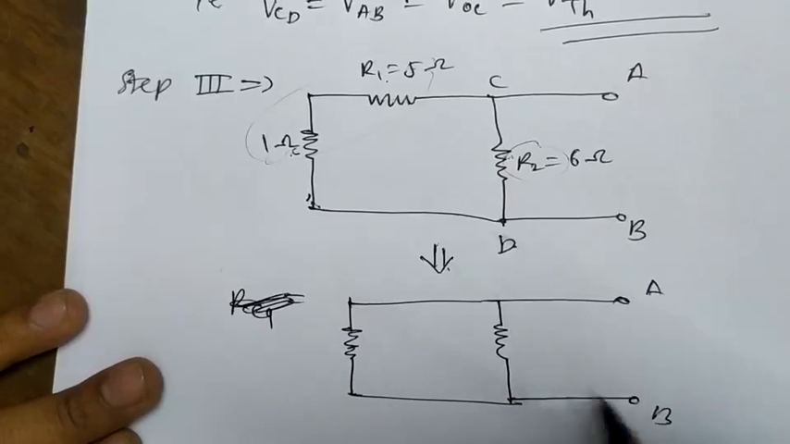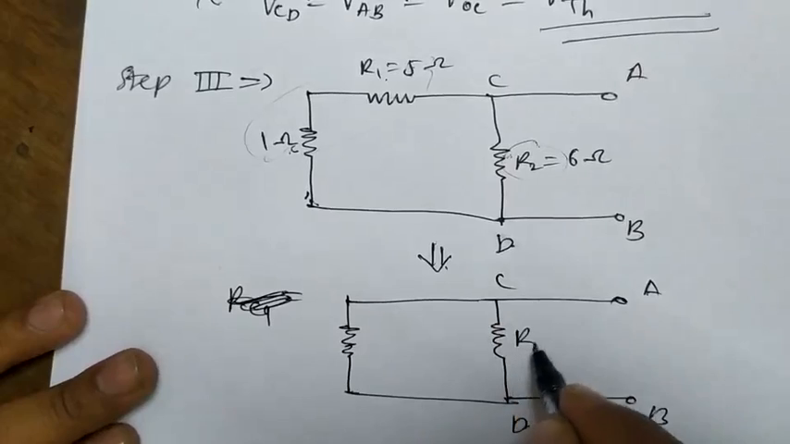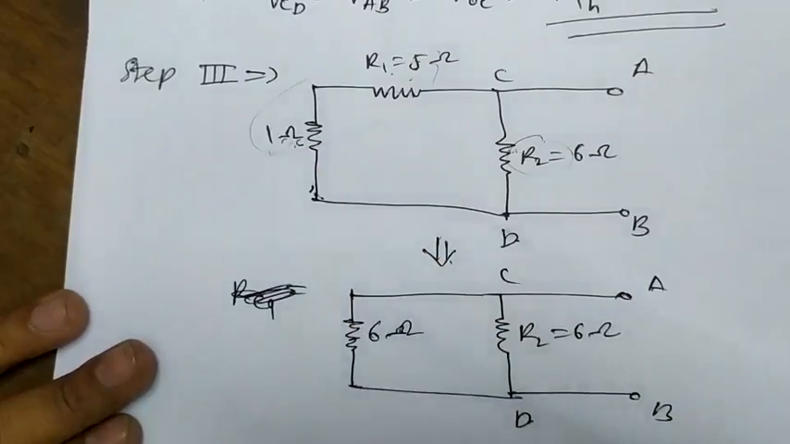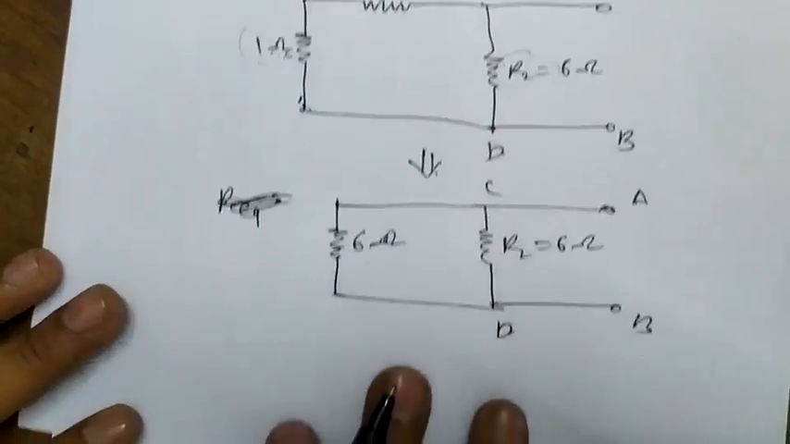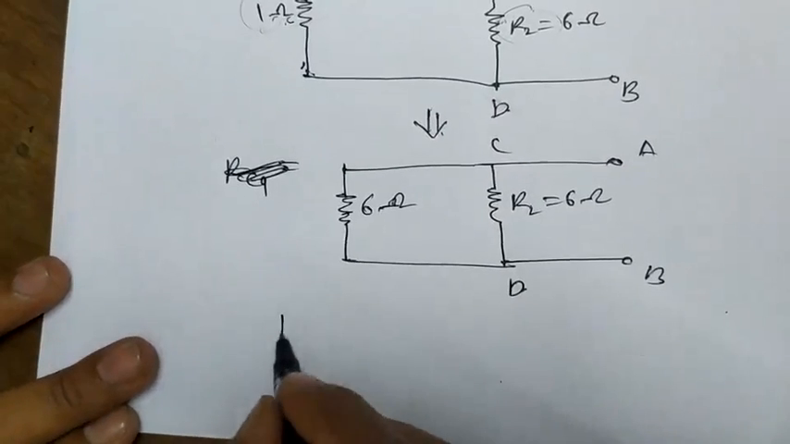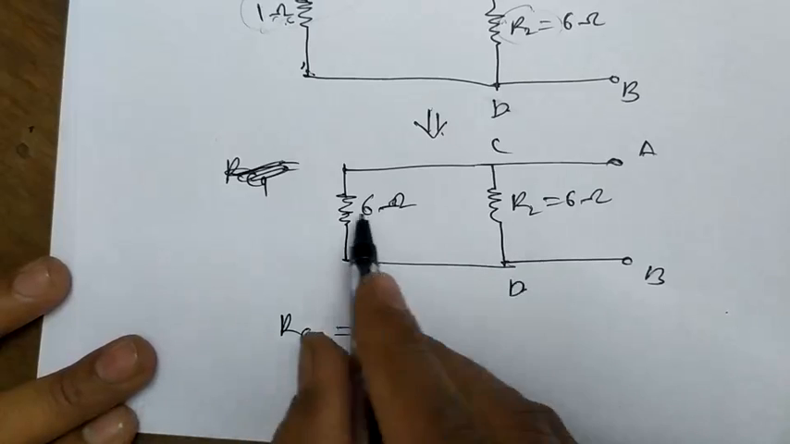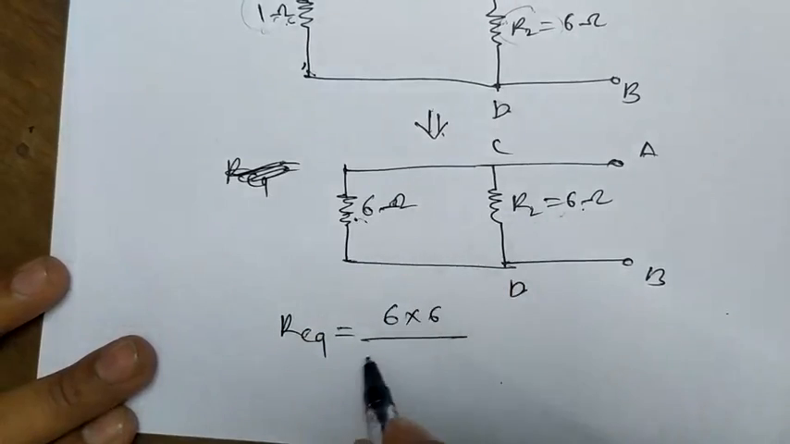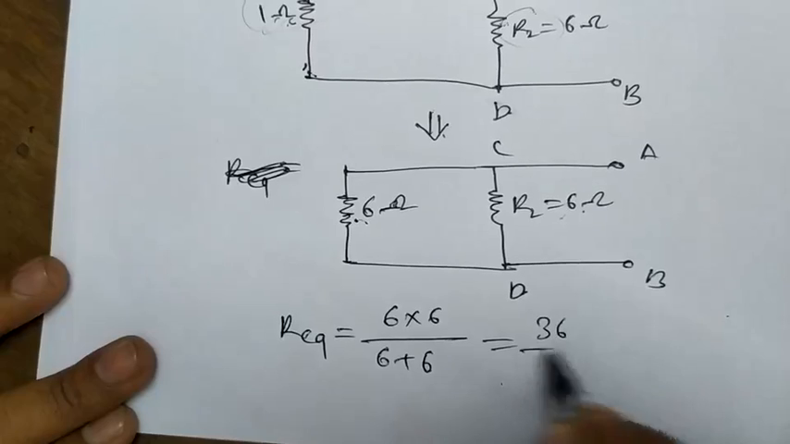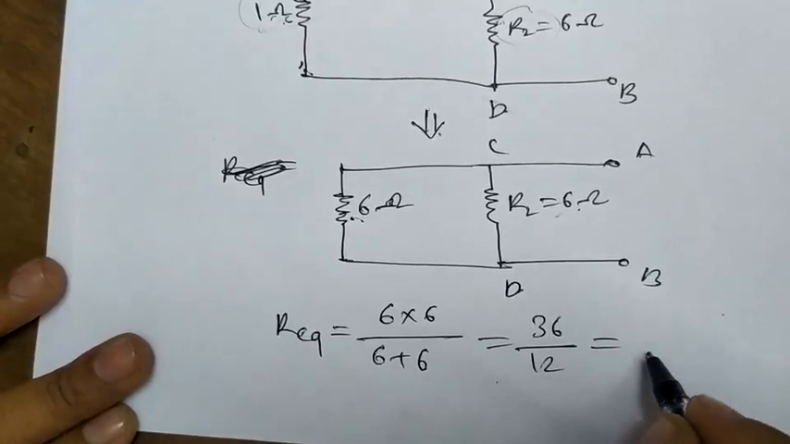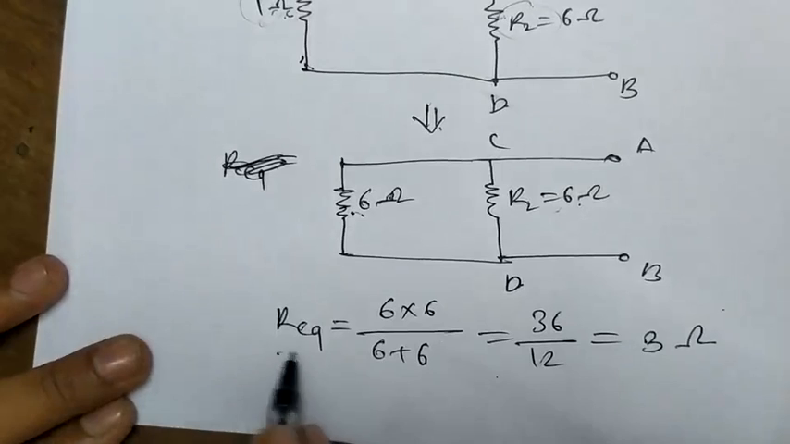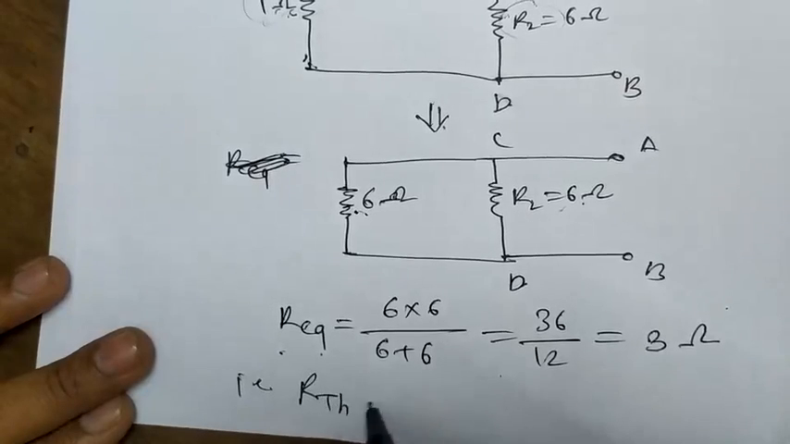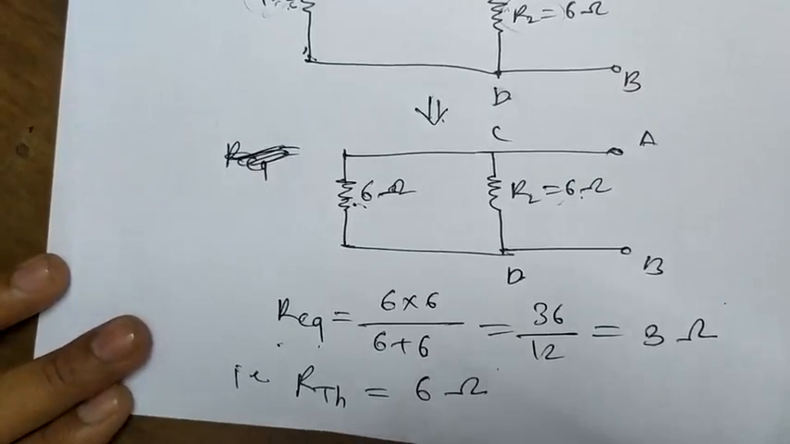This is A and B and this is C and D. Now this is R2 equal to 6 ohm and this is 5 plus 1, that is 6 ohm. Now these two resistances are in parallel to each other. Now we can calculate the R equivalent equal to 6 into 6 upon 6 plus 6, that is 36 upon 12, that is equal to 3 ohm. That is R equivalent equal to 3 ohm, which is RTH, the Thevenin's resistance.